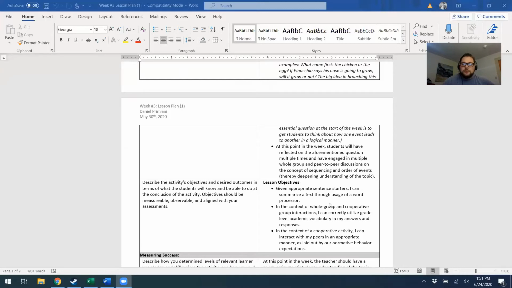Where are they going to do it? Whole group and cooperative group interactions. What are they going to do? They're going to be able to use grade level vocabulary in their answers and responses.